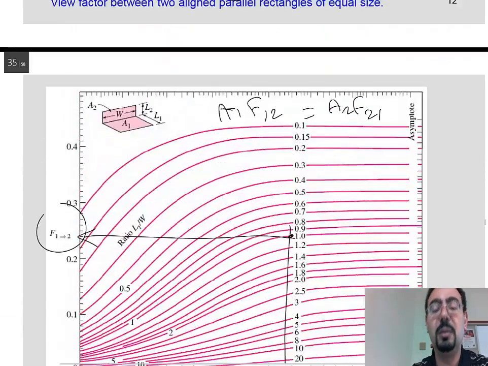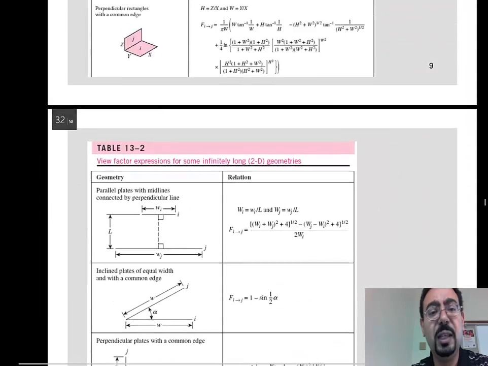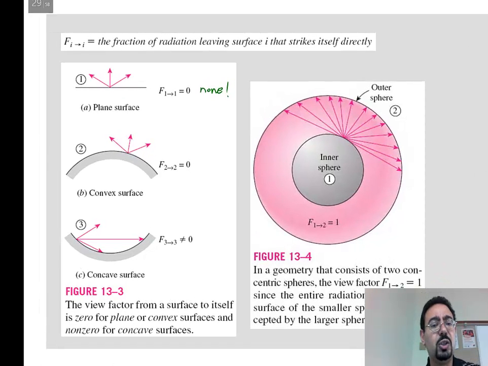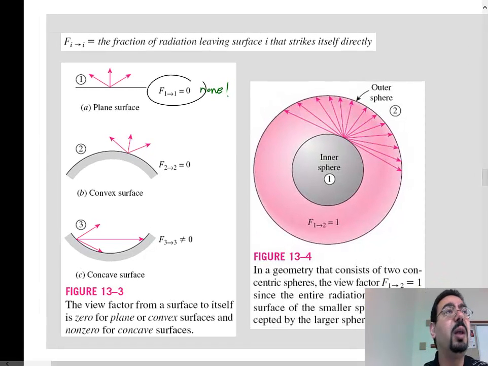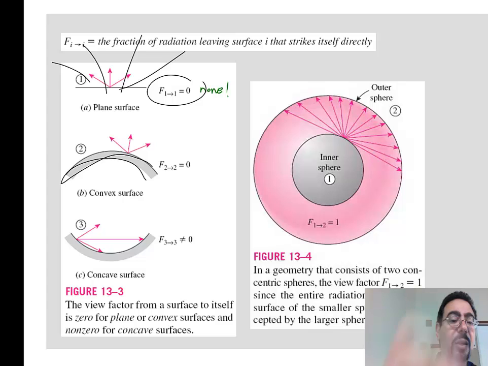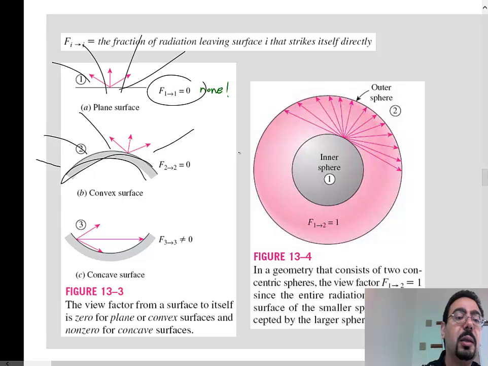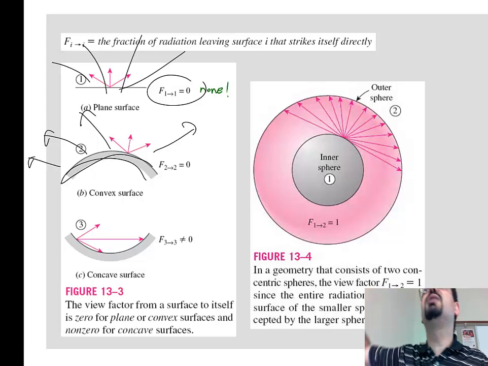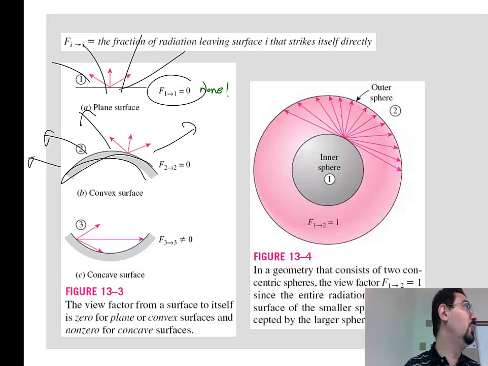All right. So to answer Mallory's question, which surfaces can see each other and which cannot? Let's go to this slide. For a plane surface like this, F11 is 0. It can never see itself. It cannot radiate to itself. Everything leaving it will go to the outside world. Something like this is exactly like the inner cylinder in our problem. Radiation leaving it cannot hit itself unless it bounces off something, but then that radiation is from that something. It's not its own radiation anymore.